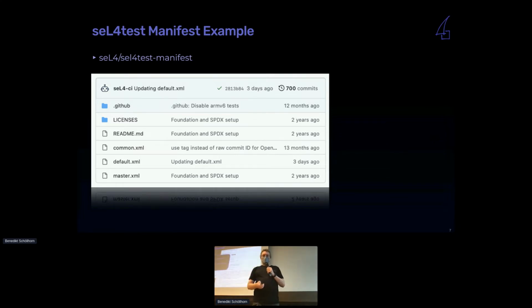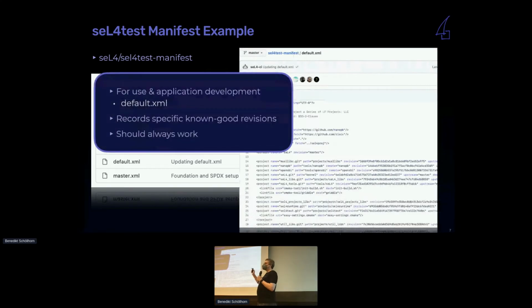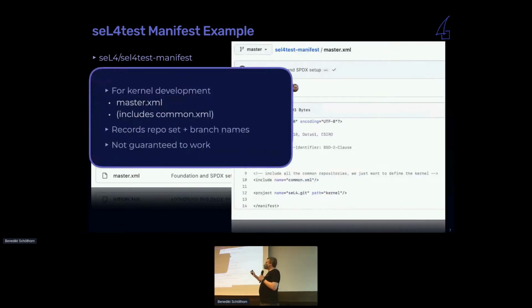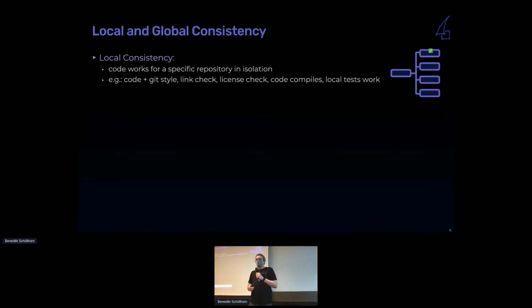So these working versions are updated every time the tests pass. These development versions just mention path and branch names. So they will say, use the master version of seL4, use the MCS version of the proofs, use the whatever version of the tests. And if you develop, then that's what you want to do.